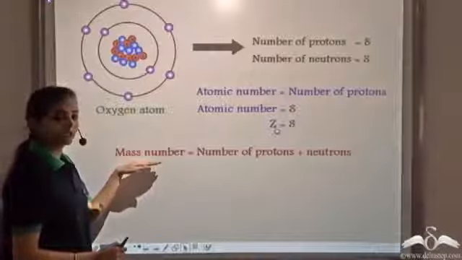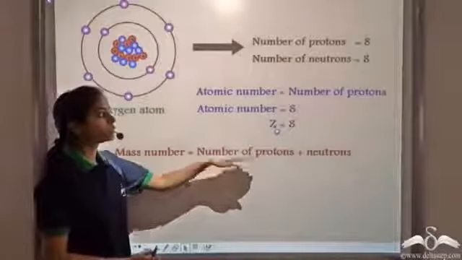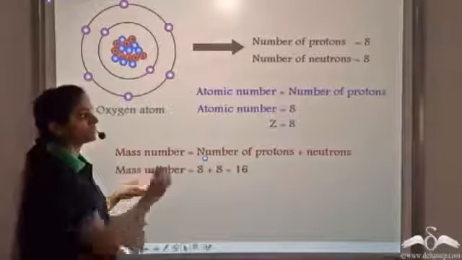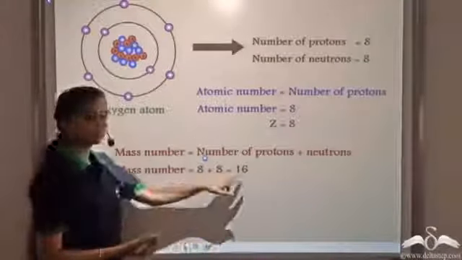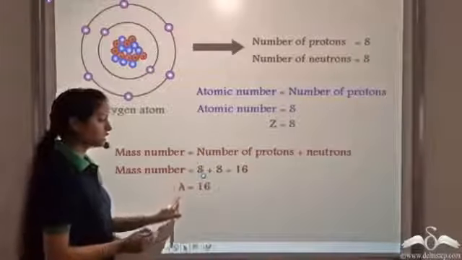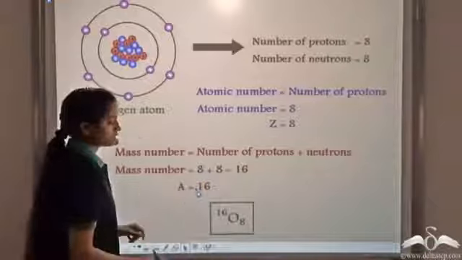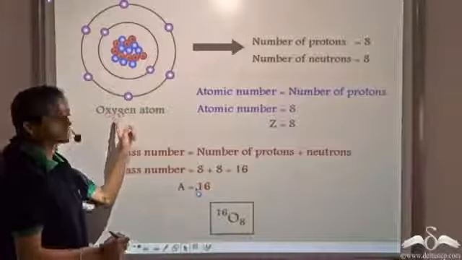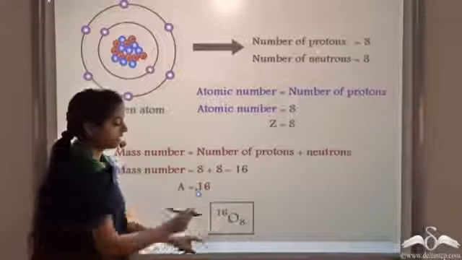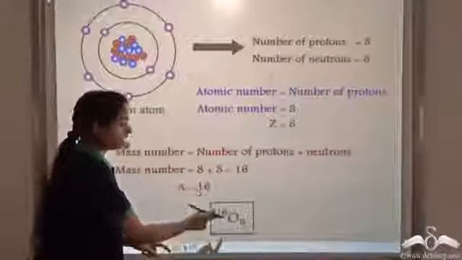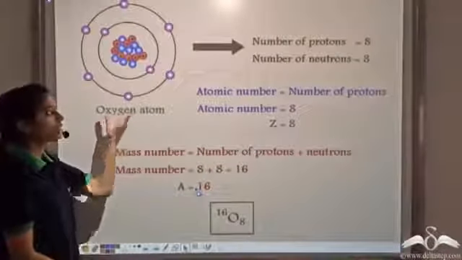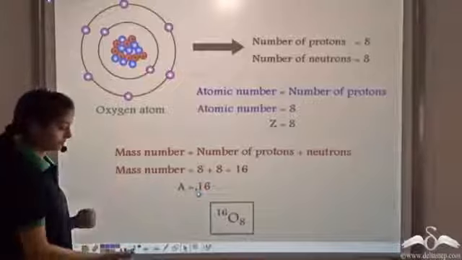Similarly, the mass number of an atom is equal to the number of protons and neutrons that are present in the atom. So we have the mass number equal to 8 plus 8, which is 16. This is represented by the capital letter A. So A is 16. So the oxygen atom has the symbol capital O. It can be represented as 16O8, where 16 is the mass number and 8 is the atomic number of the oxygen atom. So this is how we represent an oxygen atom.